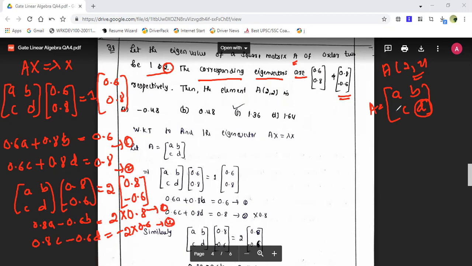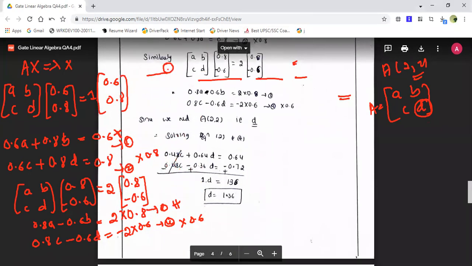Now clearly I need the d value. For the d value, there is no need of bothering about equation 1 and equation 3. I just solve equation 2 and 4, which are again simultaneous equations with c and d as variables. So what I'll do, equation 2 I'll multiply with 0.8 and equation 4 I'll multiply with 0.6. Okay, so it is the usual method of solving.